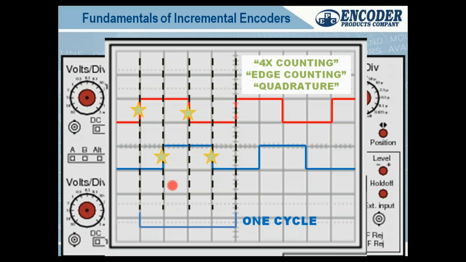Quadrature is all done on the receiving end. Nothing fancy is happening in the encoder. The encoder is just putting out A and B. This is all done on the receiving end. So a lot of people go, I don't see if you offer quadrature on your data sheet. It's not on the encoder. It's how you're interpreting the signals.